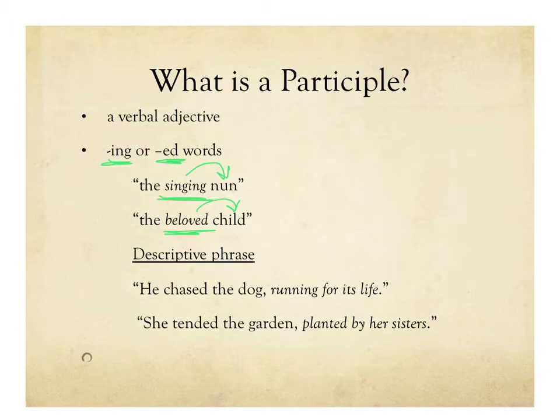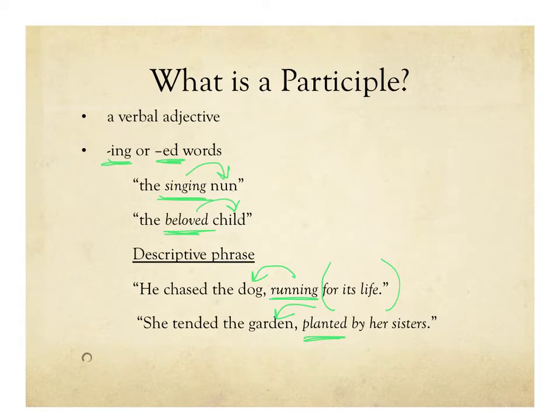Sometimes these participles in English show up in something that's more than just an adjective. It is a descriptive phrase. So it's still acting like an adjective, but because it's got a verb as part of it, we can add more things to it. So we could say something like, he chased the dog running for its life. So which dog is it? It's the running dog, but then we add this part on, for its life. Or she tended the garden. Which garden? The garden planted by her sisters.